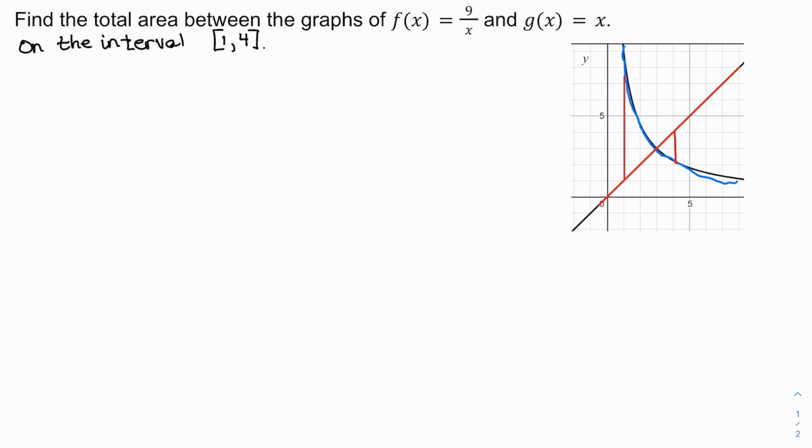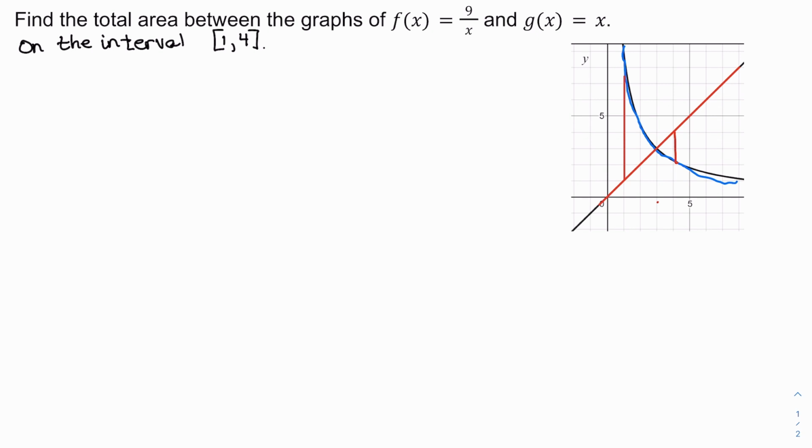So here when we look from left to right, we see that the blue curve is higher in the plane than the red line from x equals 1 until you get to the point of intersection, and it looks like that's happening at x equals 3. And then from x equals 3 to x equals 4, the red line is higher in the plane than the blue curve.